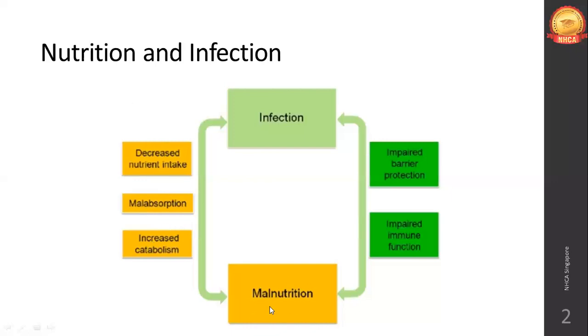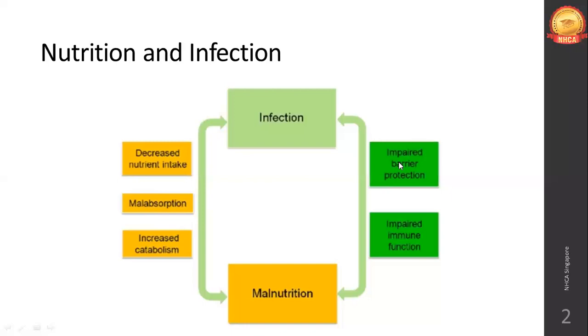Now, when you go into a state of malnutrition, your immunity is impaired, and because of that there is impaired barrier protection. Barrier protection means, for example, saliva is also a form of barrier protection. You go into your respiratory system, you have mucus there. Mucus lining is there around your trachea. That's a barrier protection. Your skin is a barrier protection. A healthy pH of the skin is a barrier protection.